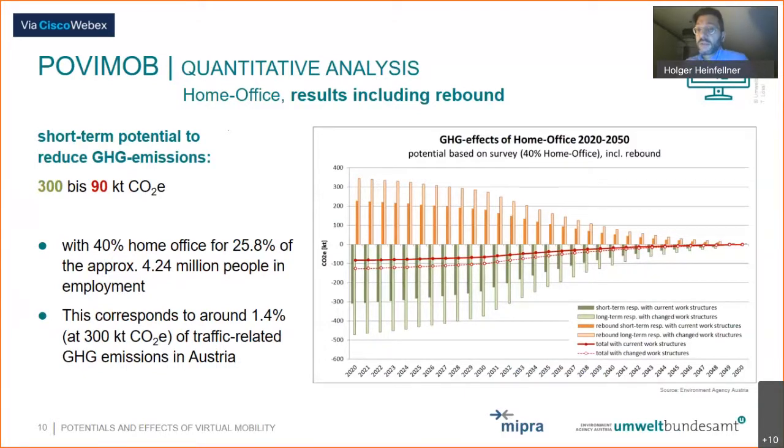Due to the fostering, the strengthening, the intensifying of home office, we might reach a short-term potential of up to 300 kilotons of CO2 equivalents that might be saved with 40% home office for around a quarter of the approximately 4 million people in employment, which corresponds to around 1.4% of the traffic-related greenhouse gas emissions in Austria. Taking into consideration the rebound effects, this number might reduce to up to 90 kilotons only.